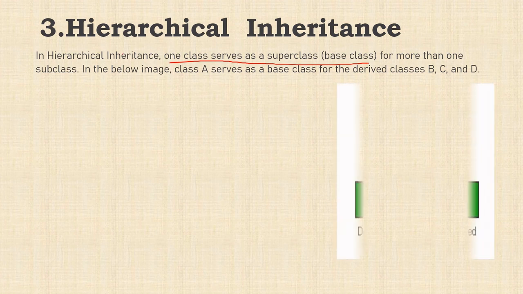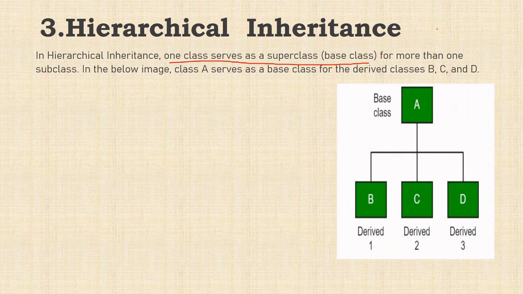Let's see the image. Here class A is the base class, and class B, class C, and class D are the derived classes. Class B extends class A, class C extends class A, and class D extends class A. So this is an example of hierarchical inheritance.